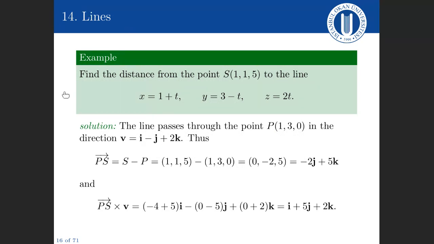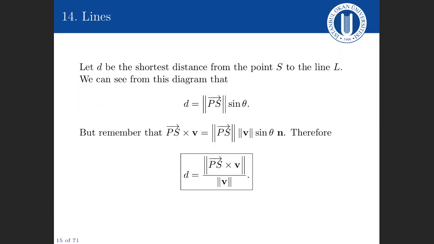So, find the distance from the point 1, 1, 5 to the line x is equal to 1 plus t, y is equal to 3 minus t, z is equal to 2t. We go back one slide. We want to use this formula. We need a point P on the line and the vector V which is parallel to the line, and then we will put them into this formula to calculate the distance.